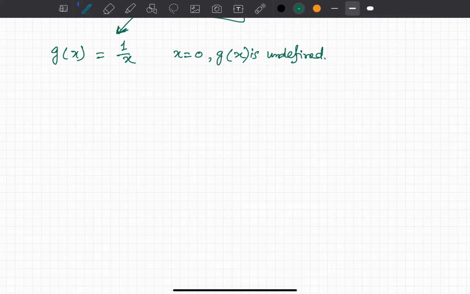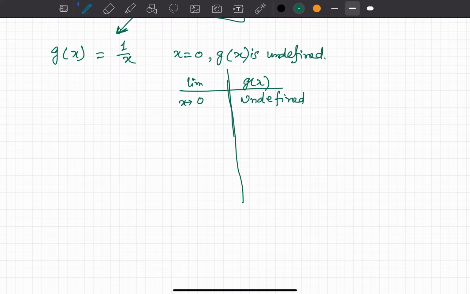We can see now that limit when x tends to 0, g(x) is undefined. When x tends to 0, g(x) is undefined.